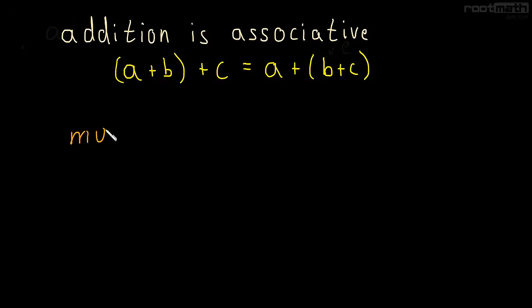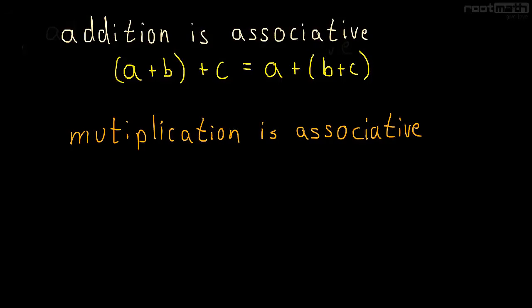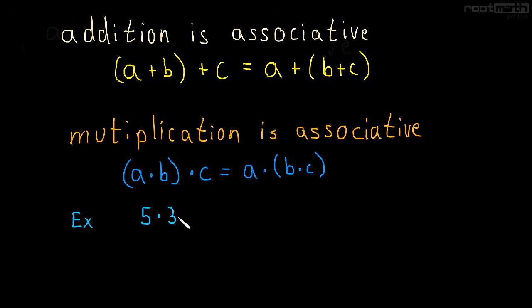Multiplication is the same. Multiplication is associative. So we write that as (A times B) as a group times C is equal to A times the group (B times C). So it's the same thing, and let's see an example of this. (5 times 3) as a group times 2 is equal to 5 times the group (3 times 2).